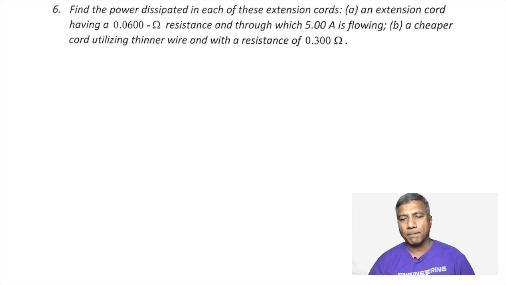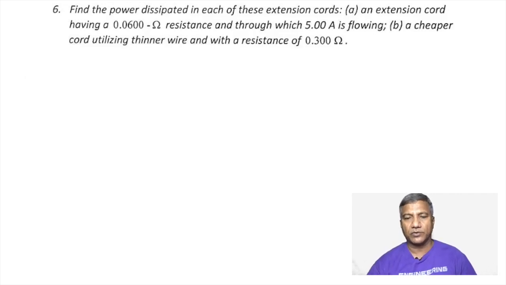In the B part, a cheaper extension cord that uses thinner wire, of course, that's why it's cheaper, has a resistance of 0.3 ohms, which is much greater. Okay, so you know that when the radius decreases, the resistance increases. So the second extension cord, which is cheaper, has a much higher resistance, which is going to lead to disastrous results, as I'm going to show you.